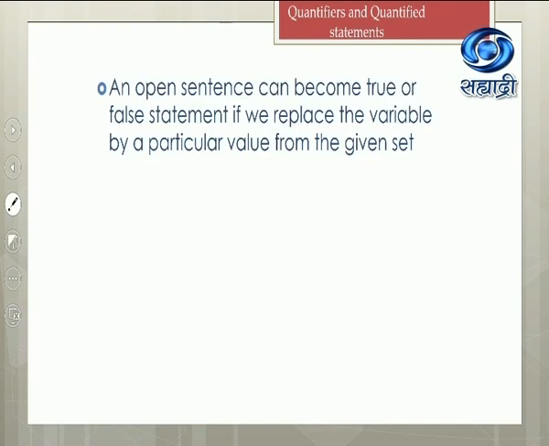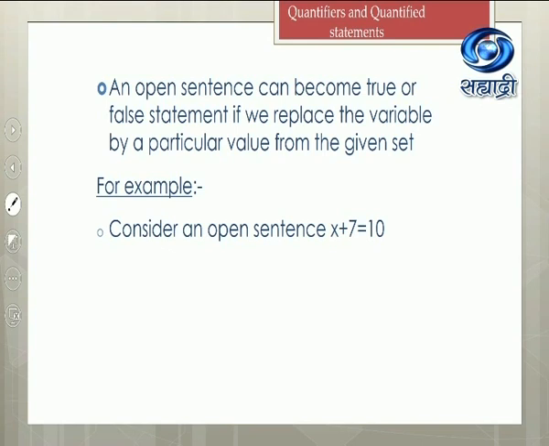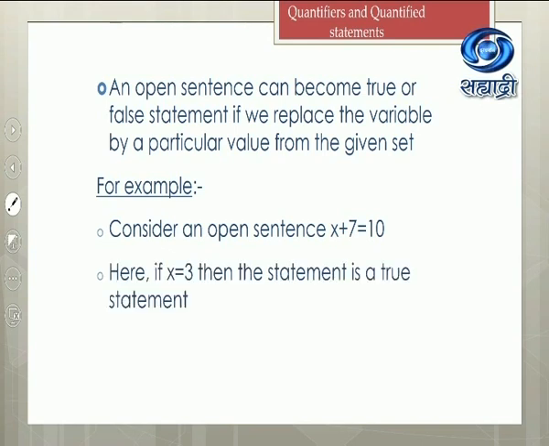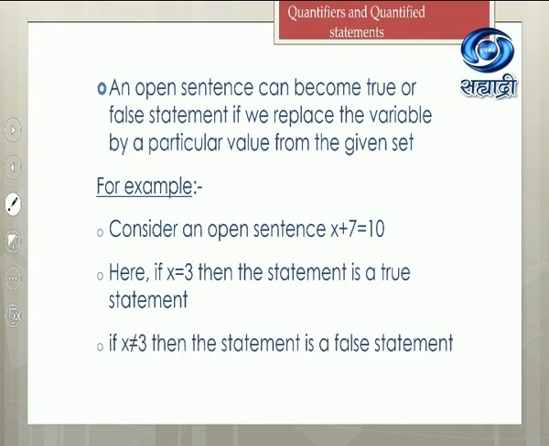Now we move on to the next topic, which is quantifiers and quantified statements. An open sentence can become a true or false statement if we replace the variable by a particular value from the given set. For example, consider an open sentence x plus 7 equal to 10. Here if x is 3, then the statement is true. But if x is not 3, then the statement is false. It is an open sentence, but if we put the value of x, then it becomes true or false. In this way, we can get the quantified statement.